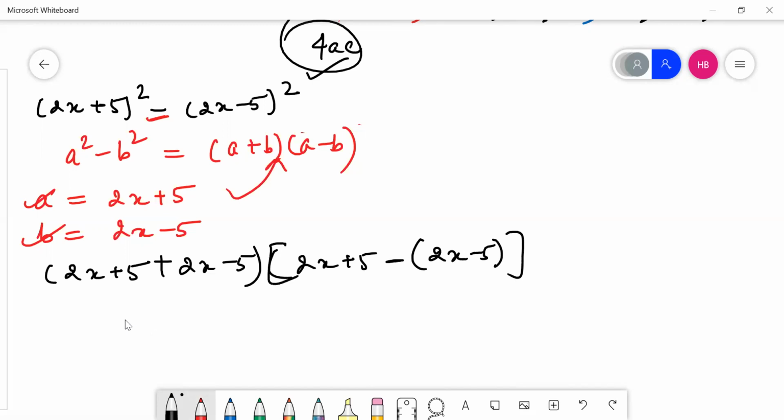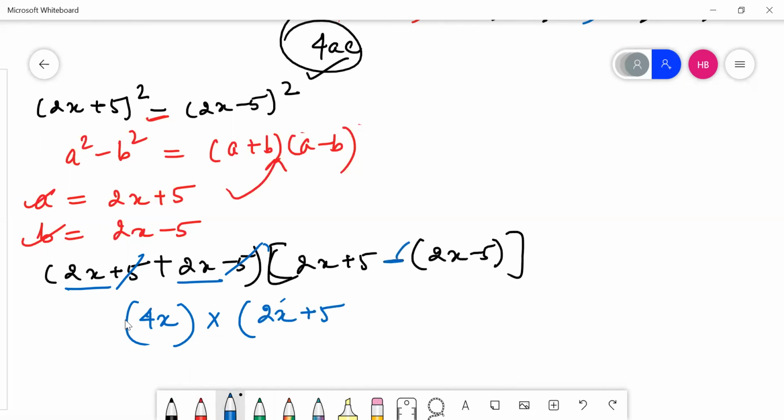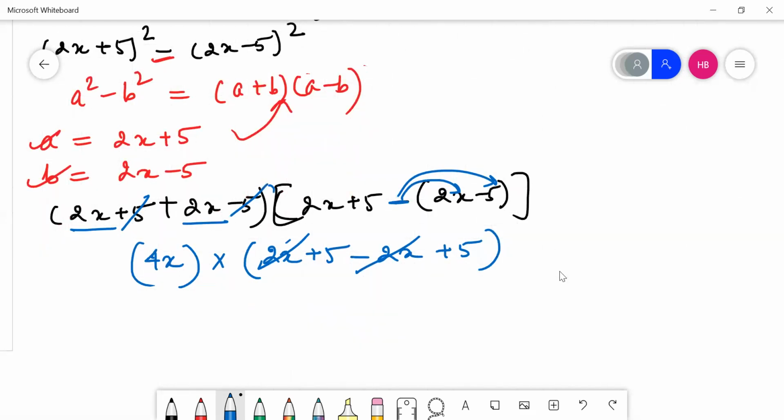Okay, so let's first simplify the brackets. Here the like terms are 2x and 2x. 5 and minus 5 will cancel out, so it will give me 4x into, let's do this, 2x plus 5. Now this minus sign is going to get multiplied to both the terms, which will give me minus 2x plus 5. Here 2x and minus 2x will cancel out, and what will be left? 5 plus 5, which is 10. So my answer will be 4x into 10, which is 40x. That is your answer for the last question.